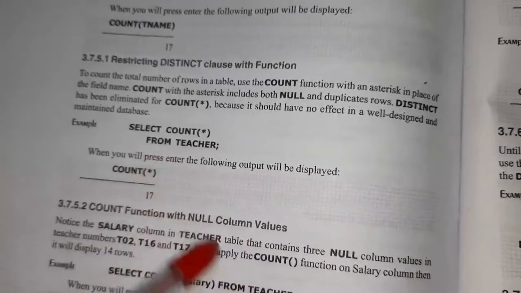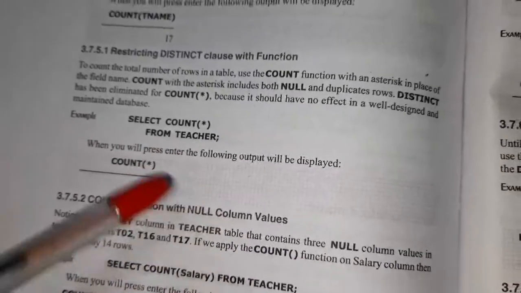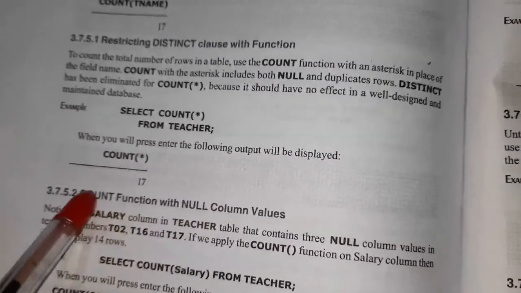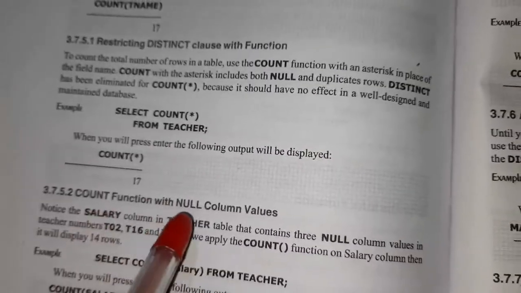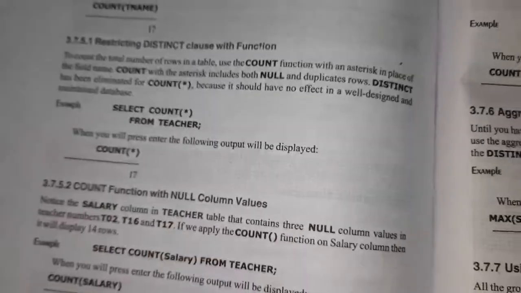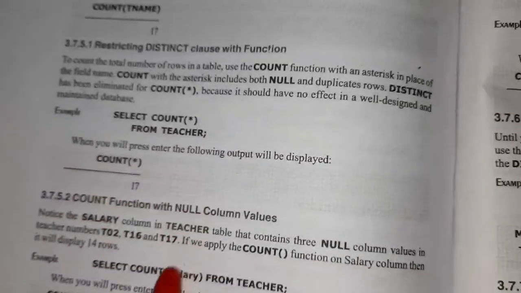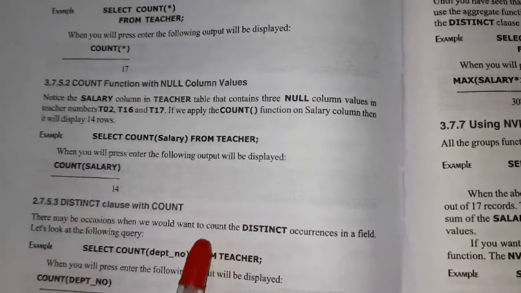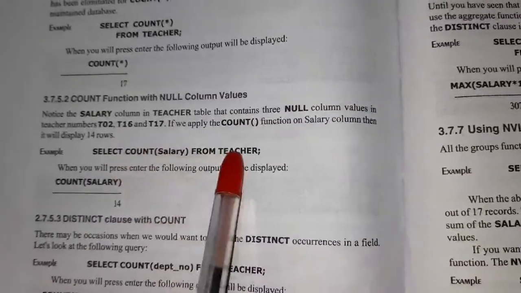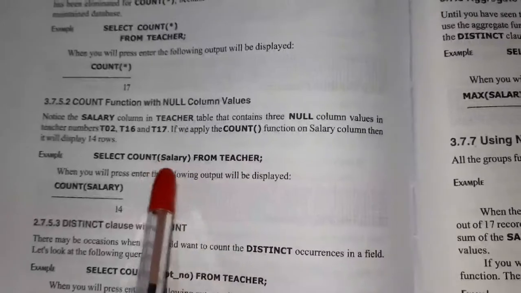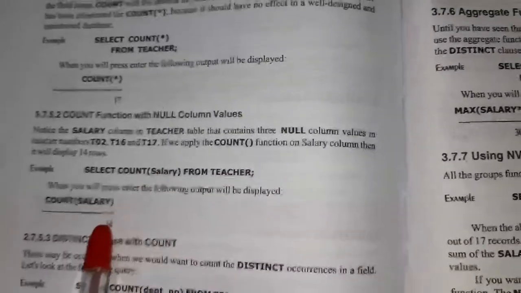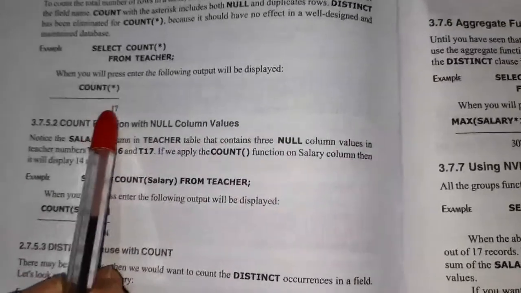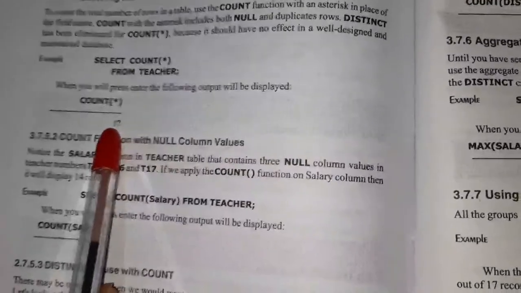However, if you want to remove the null values, or you want to display the distinct values, in that case the count function can be used with those keywords also. Like in this case, see, select count salary from teacher. Now this will display the salary of those teachers. Here you are getting 14, but the actual is 17, right?